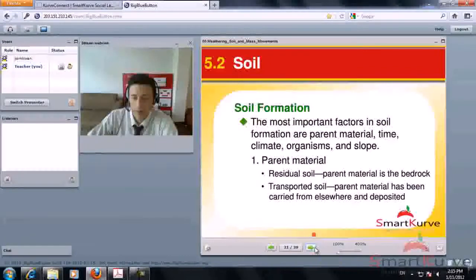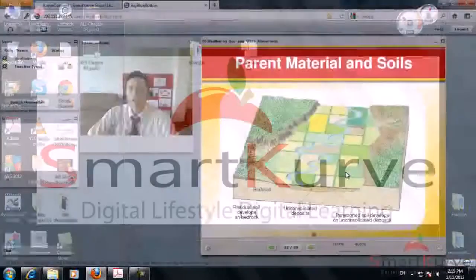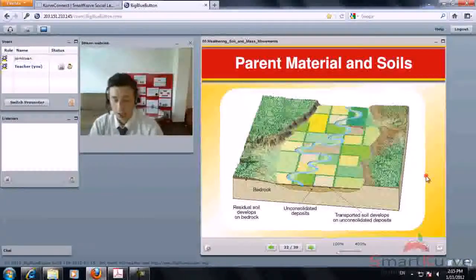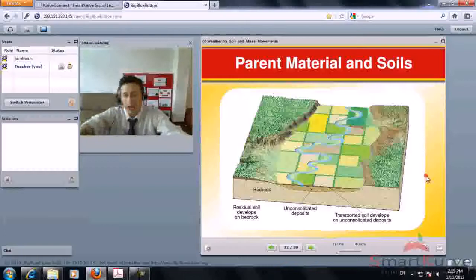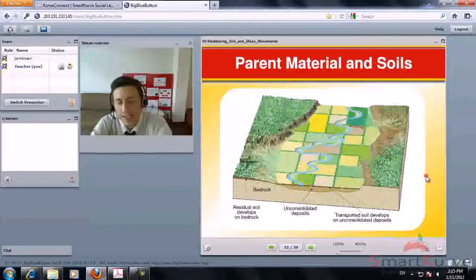There we go. There's a good illustration of this on slide 22. You can see a river valley here with a river flowing through the center of the picture. On the sides, we have the slopes of that valley with that thin brown area of residual soil. That's what's developing on the bedrock. We also have the transported soil that's been carried there by the river.